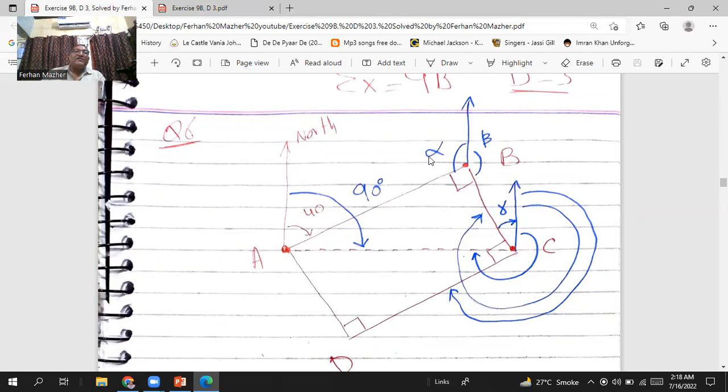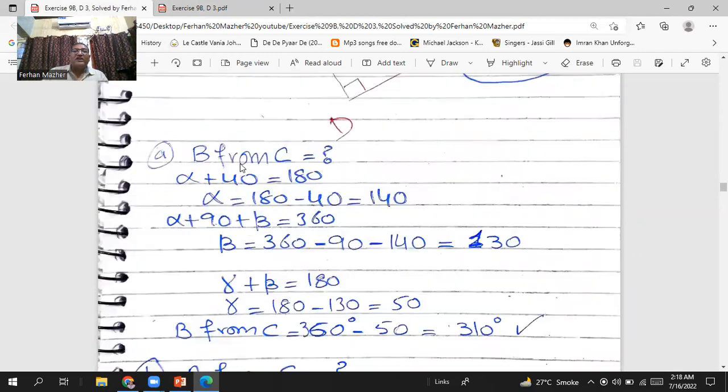First of all, I can find alpha: alpha plus 40 will be equal to 180, because they are allied angles of the parallel lines. So you can find the value of alpha. Once you know alpha, then 90 plus alpha plus beta will be 360. From there, you can find beta. Once you know beta, then beta plus gamma will be equal to 180 because they are allied angles to each other. So let me show you that.